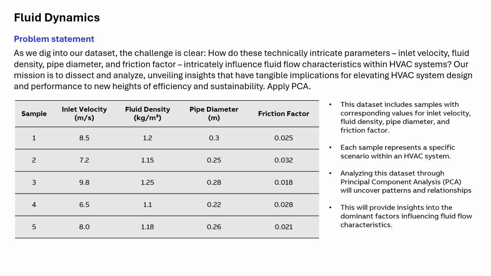Look at the data in the table. Each sample represents a specific scenario within an HVAC system. Analyzing this dataset through principal component analysis, PCA, will uncover patterns and relationships. This will provide insights into the dominant factors influencing fluid flow characteristics.